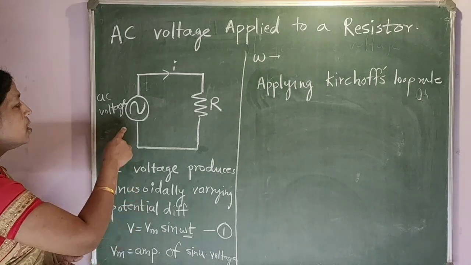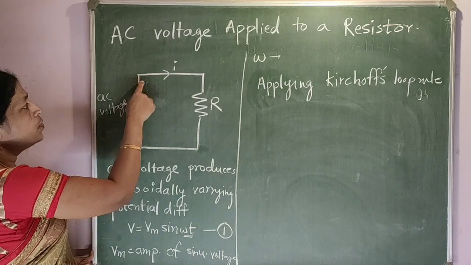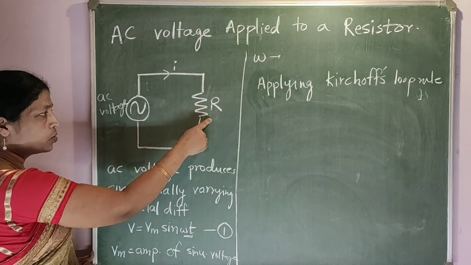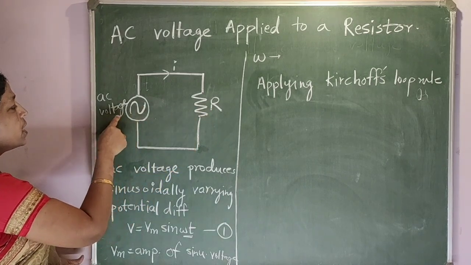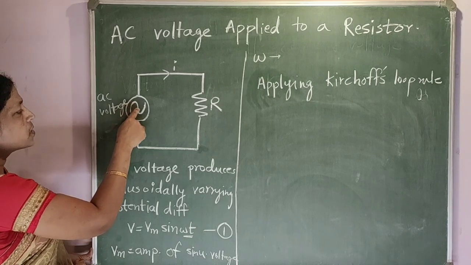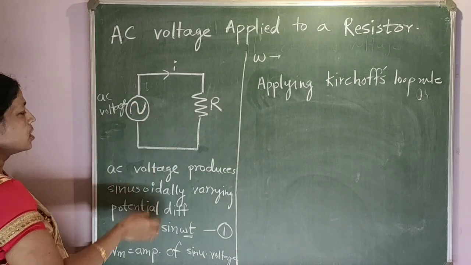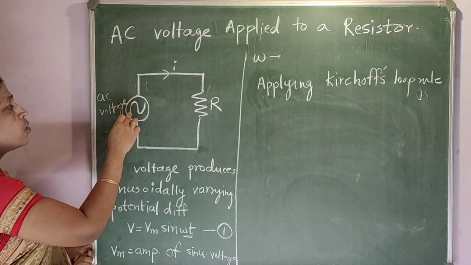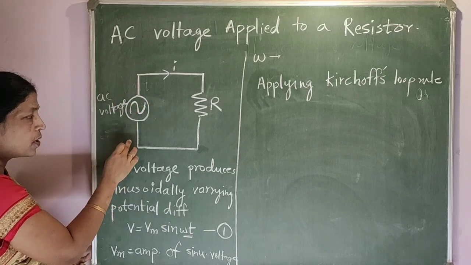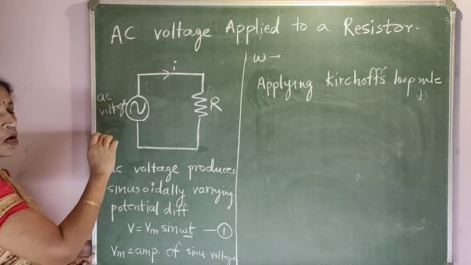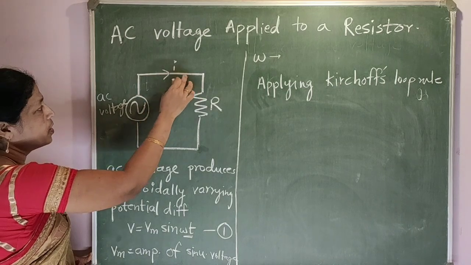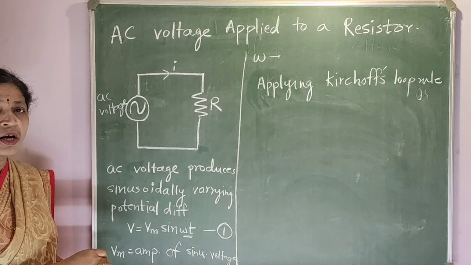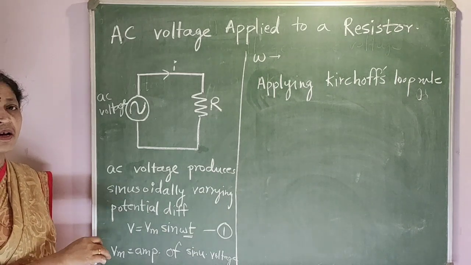In this circuit, we have an AC voltage source which is connected with a resistance R. This resistance R is constant in the circuit. Here the AC voltage is shown by the sinusoidal symbol, a sinusoidally varying voltage, and this AC voltage produces a sinusoidally varying potential difference across the terminals. Current i is flowing through this circuit. Here I have written small i, which represents the sinusoidally varying current, alternating current.